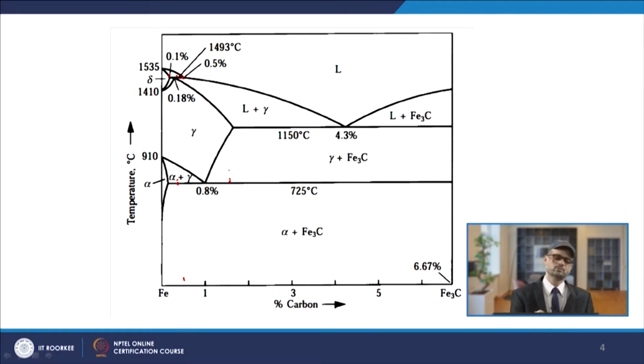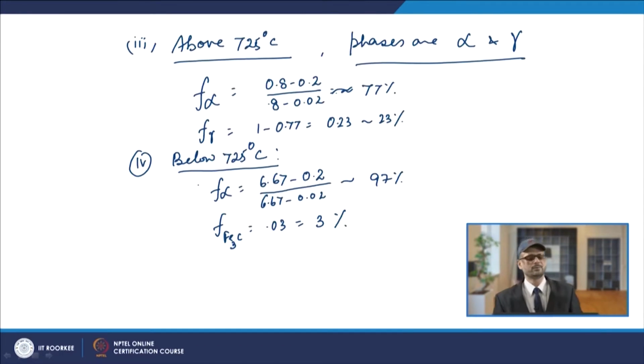Now, pro-eutectoid cementite is the cementite which is formed before the eutectoid reaction. So, cementite will be corresponding to this length divided by this whole length, because cementite is touching on this side, this is the cementite line. So, it will be 1.4 minus 0.8 divided by 6.67 minus 0.8.